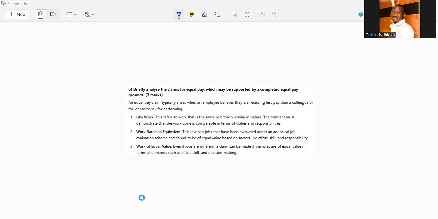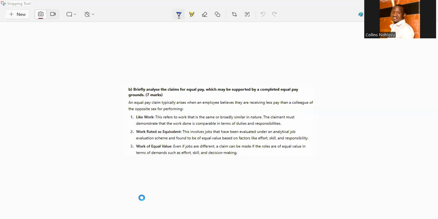Okay, so what are equal pay claims? When we're talking about equal pay claims, we mean that men and women should get the same pay when they do the same or similar work. So a person can make a claim for equal pay if they believe that somebody of the opposite sex is getting more money for doing the same job. There are three main grounds or reasons for an equal pay claim.